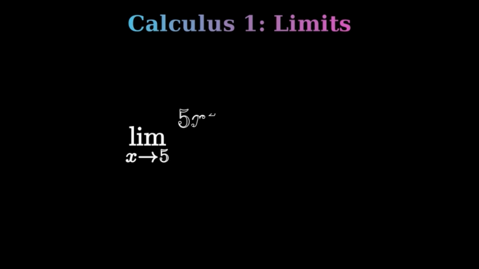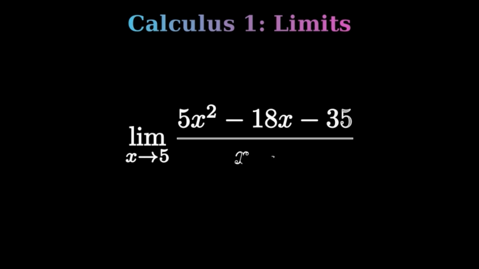Today we're doing calculus 1 limits. Let's get started. Okay, so we are looking at the limit as x approaches 5 of 5x squared minus 18x minus 35 over x minus 5.